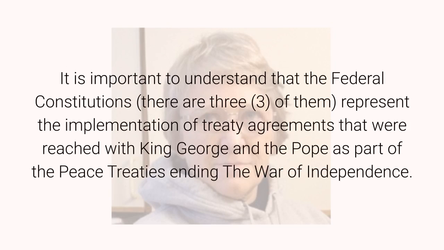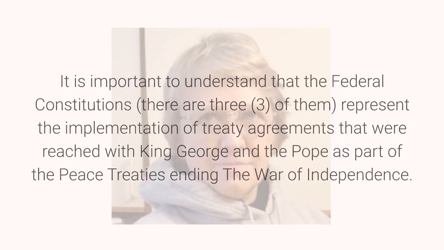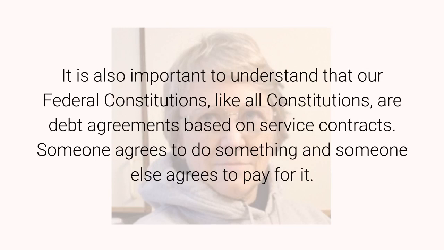It is important to understand that the federal constitutions, there are three of them, represent the implementation of treaty agreements that were reached with King George and the Pope as part of the peace treaties ending the War of Independence. It is also important to understand that our federal constitutions, like all constitutions, are debt agreements based on service contracts. Someone agrees to do something and someone else agrees to pay for it.